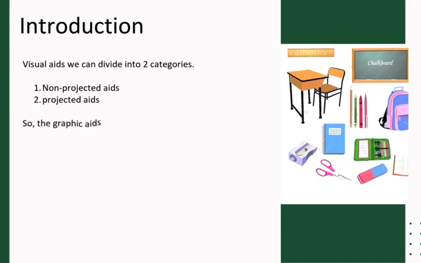Graphic aids belong to visual aids. So, visual aids can be divided into two categories. First one is non-projected aids and the other one is projected aids. According to that, graphic aids come under non-projected aids. Non-projected aids are presented directly to the audience without the need for projection.